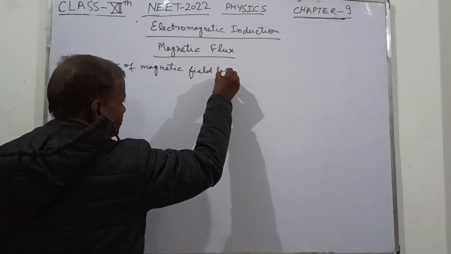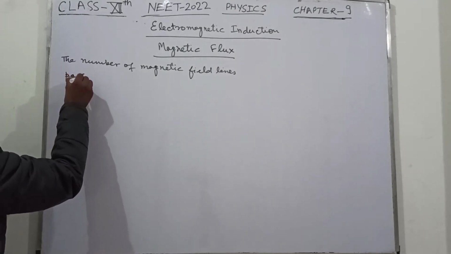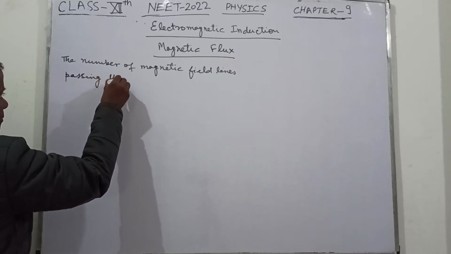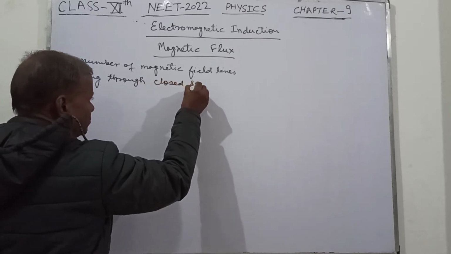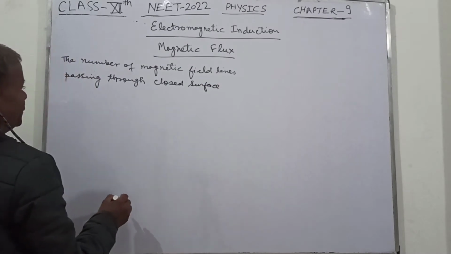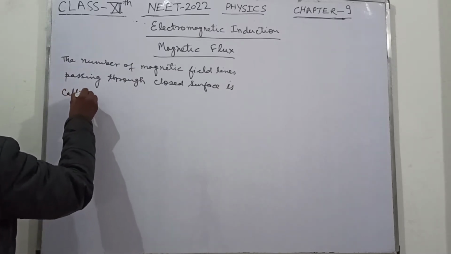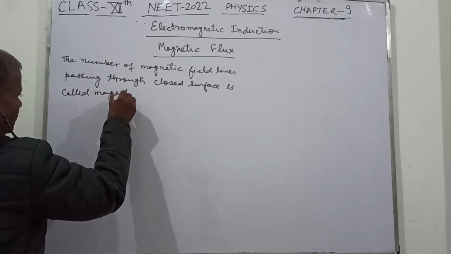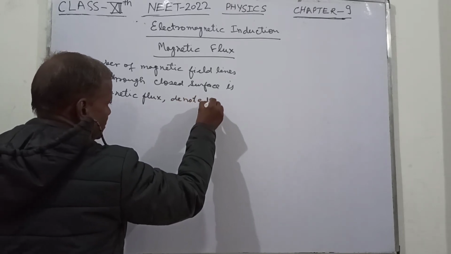The number of magnetic field lines passing through a closed surface is called magnetic flux. Magnetic flux is denoted by phi.